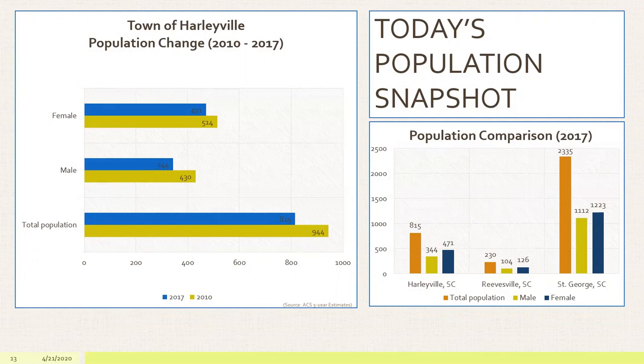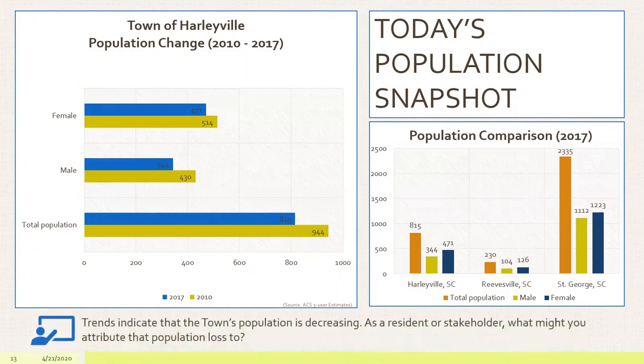The takeaway here that I am looking for you to see is that trends are indicating that the town's population is decreasing. So my question to you is, as a resident or stakeholder, what are some of the possible causes of that recent population loss? Do you view it as a good or a bad thing? We'd like to hear your comments and thoughts on this. So if you have any ideas you'd like to put our way, just be sure to visit the COG website and send me an email.